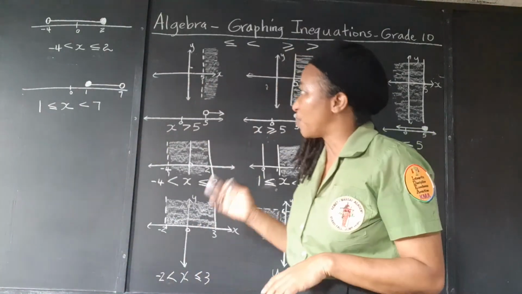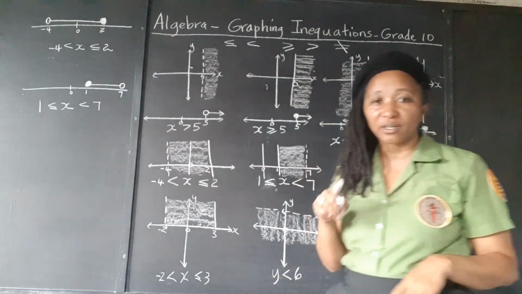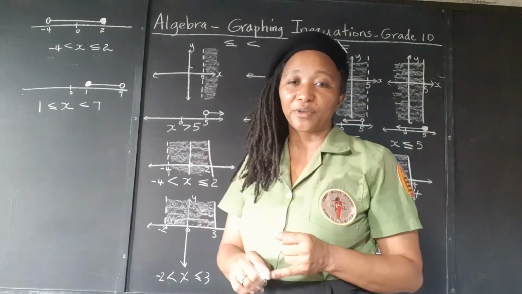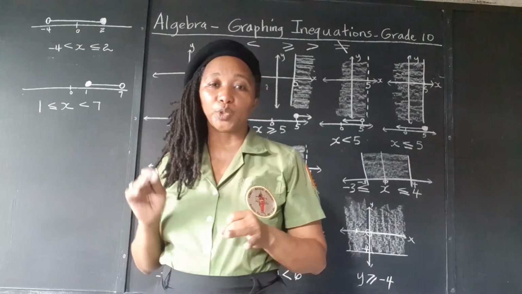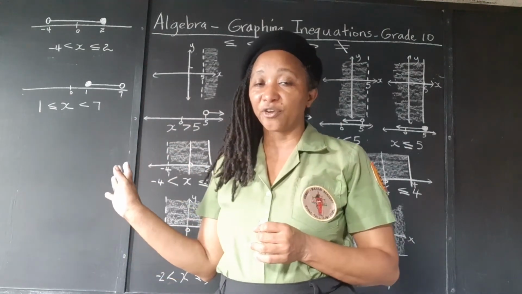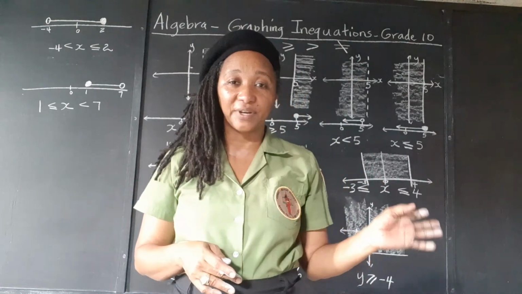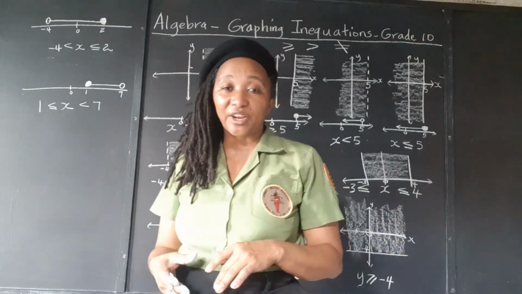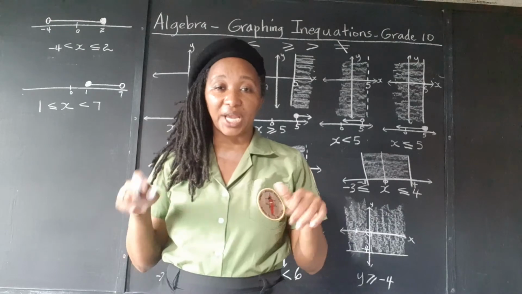So if it's the number line, you draw your circles above. If it's just greater than or just less than, you don't shade the circle. Just put an arrow to the right for greater than, to the left for less than. If it's greater than or equal to or less than or equal to, you shade within the circle.